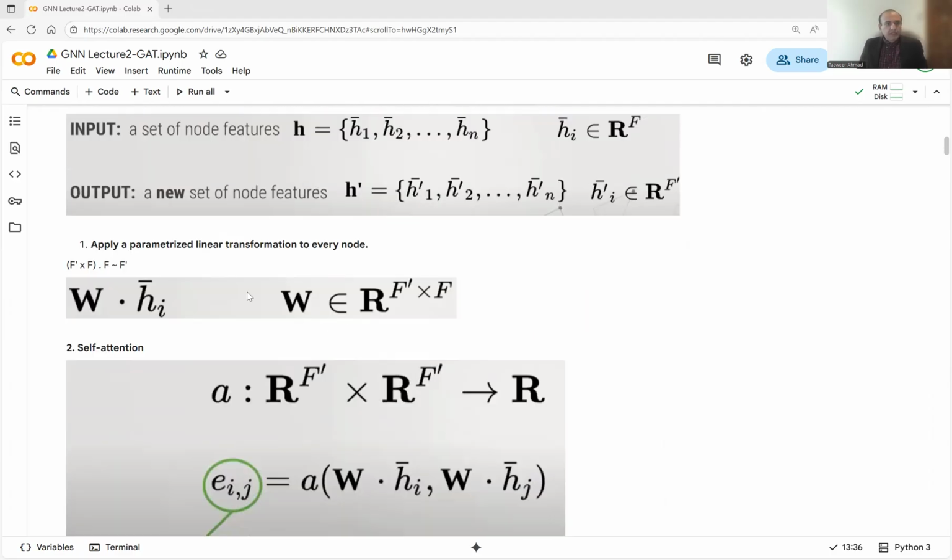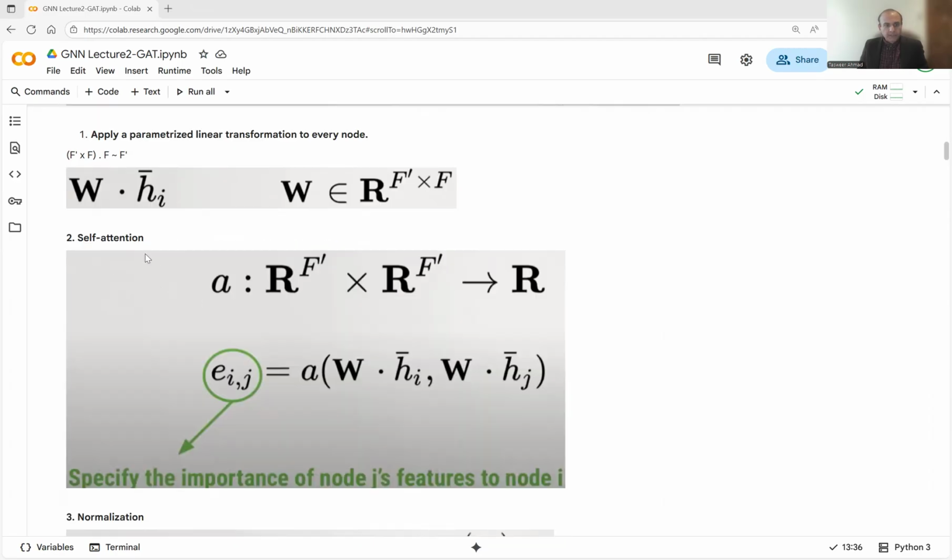So we are applying a parameterized transformation to every node. We apply the parameterized transformation W to each node, and this W has a dimension of f prime by f. When we multiply it with a node feature I, we get f prime. So W, f prime by f, multiplied by the node feature, f by 1, gives us f prime by 1, or f prime.